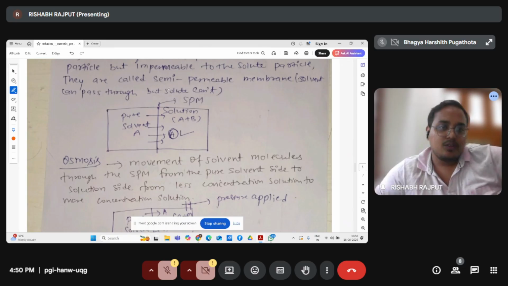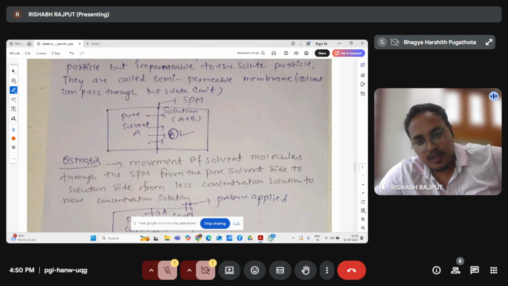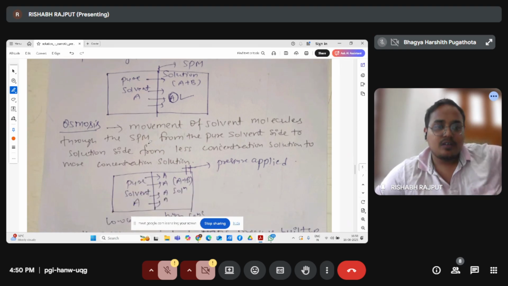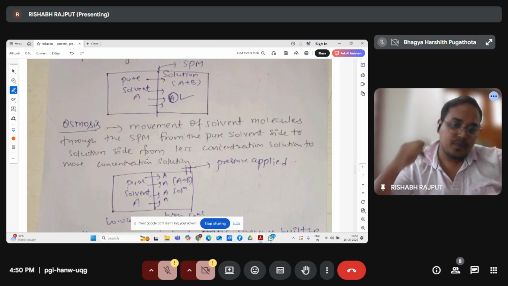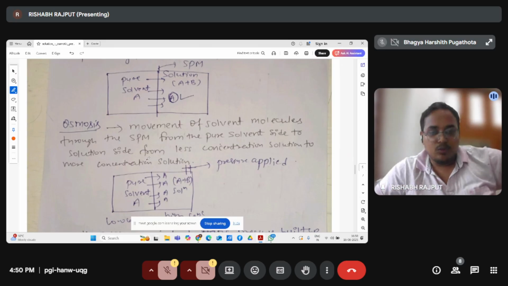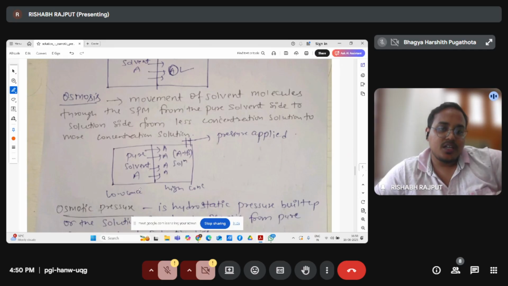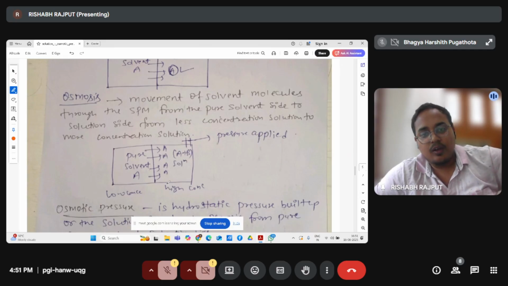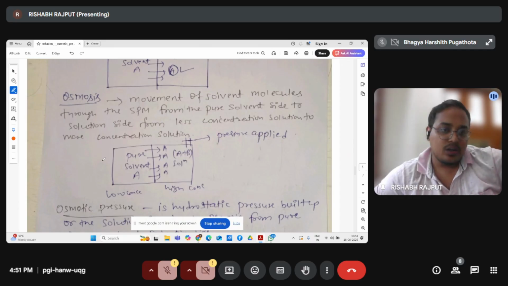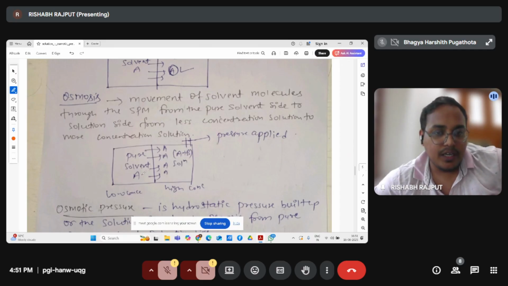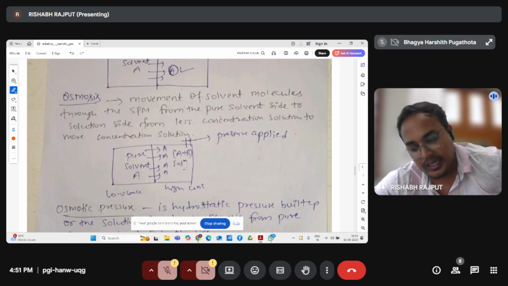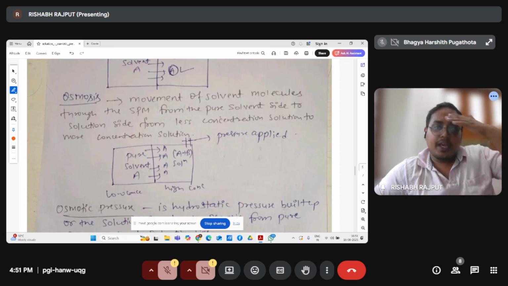Okay, so this process we call osmosis. Actually, just see here. In pure solvent, I told you just a minute ago, it is low concentration, and the solution is high concentration. And I told you already that only pure solvent particle A is moving to the right side.